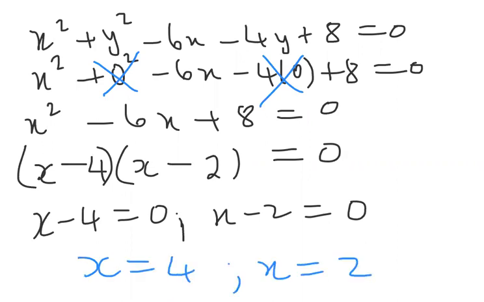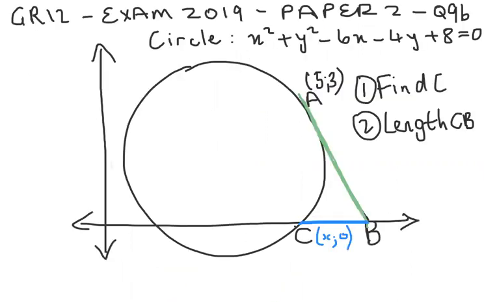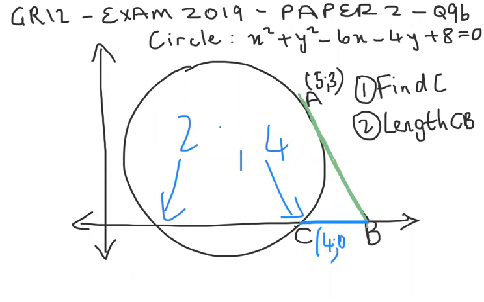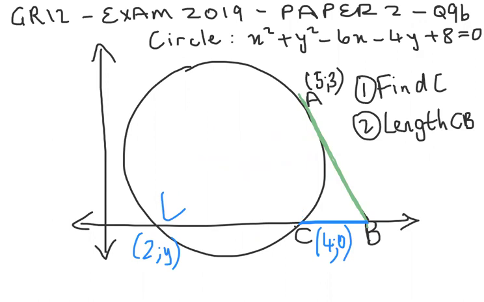So that's the 2 points that they have. X is 4 and x is 2. Let's see what we can do with that. We need C. So we have a 2 and we have a 4. Clearly that is a 2 and that is a 4. It makes sense on the axis. So we can say the x is 4 and the y is 0. We can keep the 2 and y in, just in case we need it. All right, so now we've found point C, which is 4 and 0.